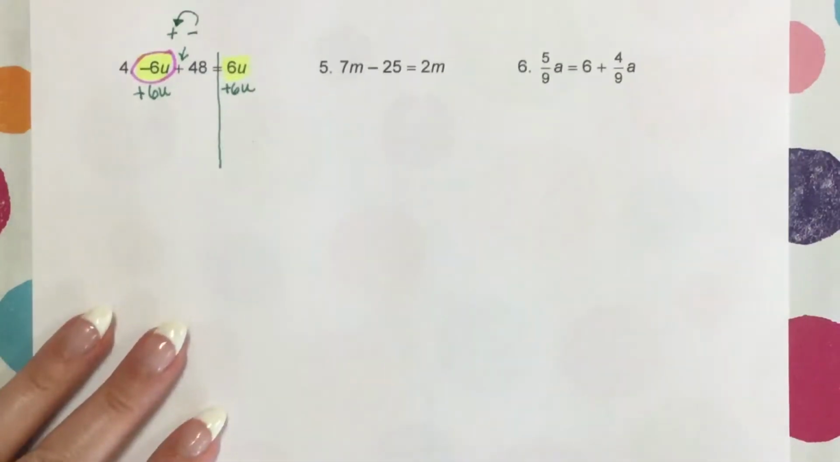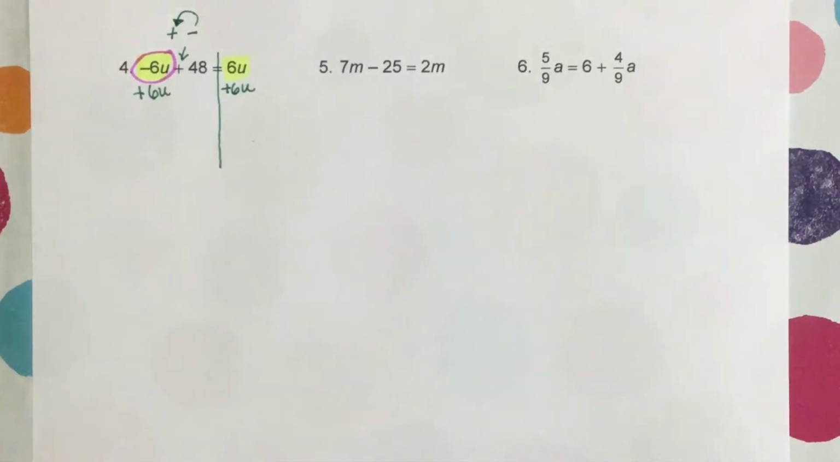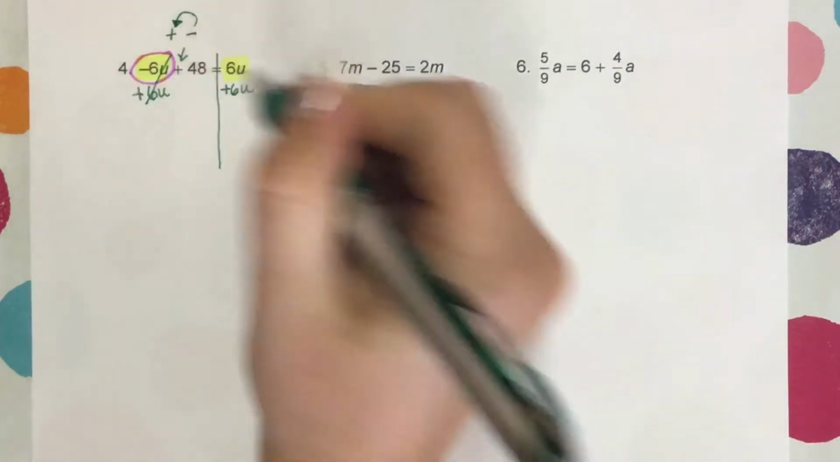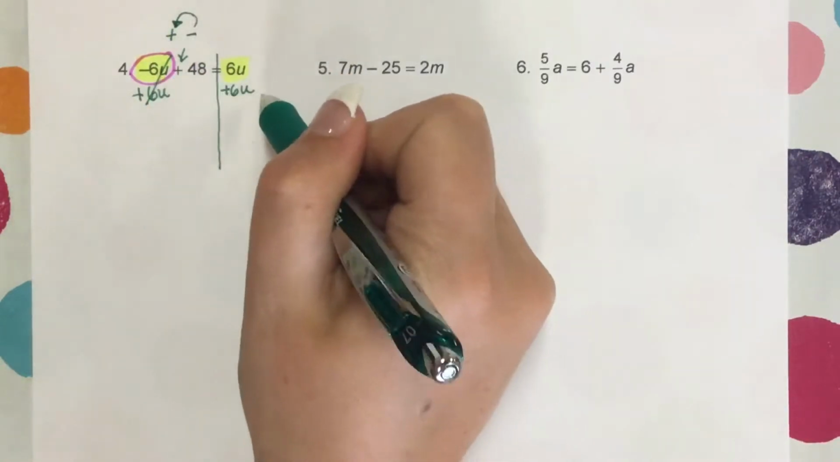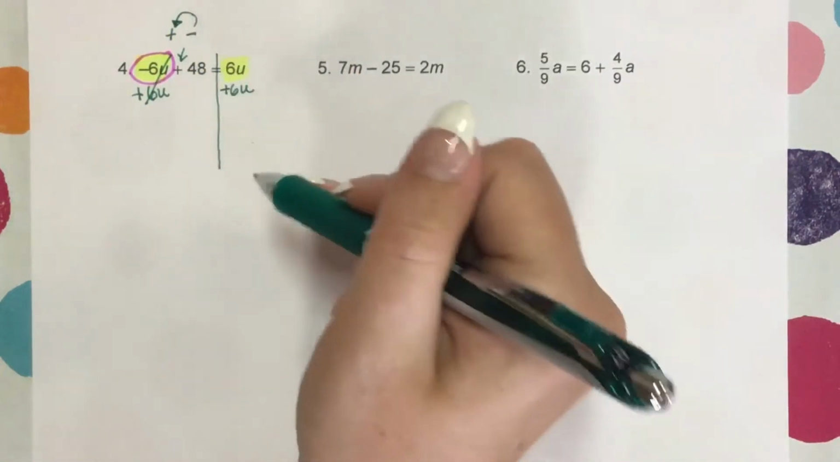Okay? Oh, whoops. Very good. You didn't really see that. Okay. So yeah, so negative 6u plus 6u, they cancel each other out, and that's 0. And that's what we want, because what we're trying to do is get the u's on the same side of the equation, right?